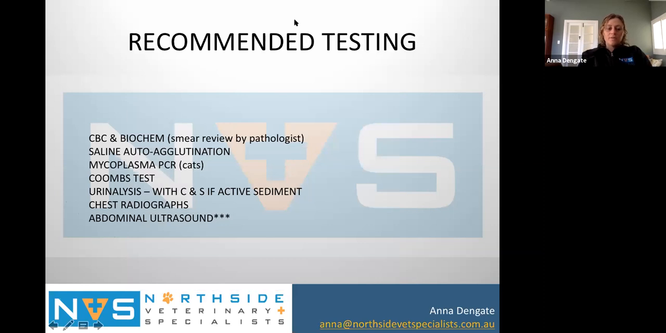So moving on, we've made our diagnosis based on evidence of hemolysis. Before we move on to what the recommended tests are for IMHA, I do want to just cover the other causes of hemolysis quickly and get you guys to throw out what the differentials might be if it wasn't immune-mediated hemolysis. What are the other causes?